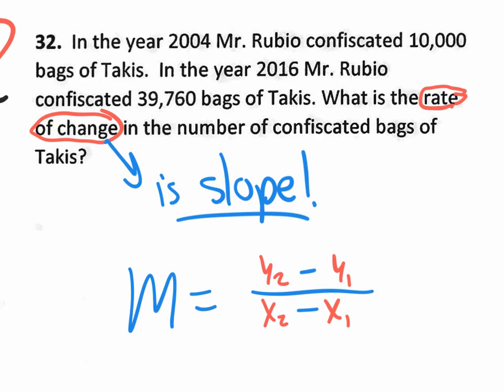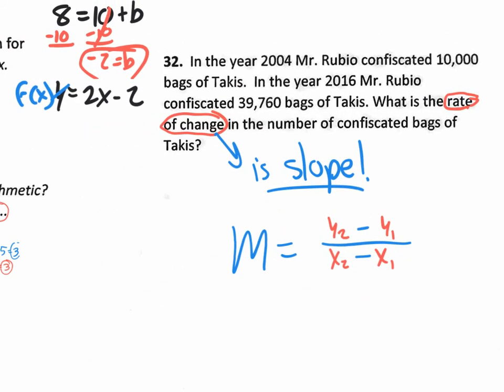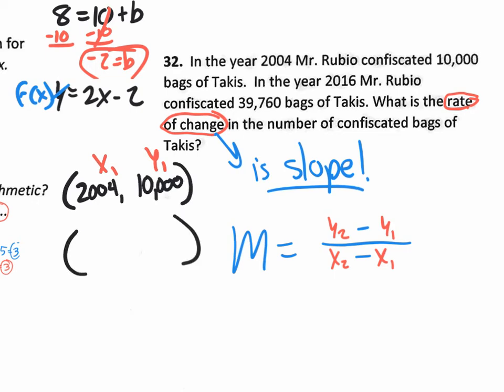So let's actually write down those 2 coordinates. We said 2004 is the x value, and the y value is 10,000. That's one coordinate. That's x1, y1. Now you want your second coordinate. What's your second coordinate? 2016 and 39,760. It looks crazy. Without a calculator, it is crazy. But you guys are able to use calculators? So this is x2, y2.